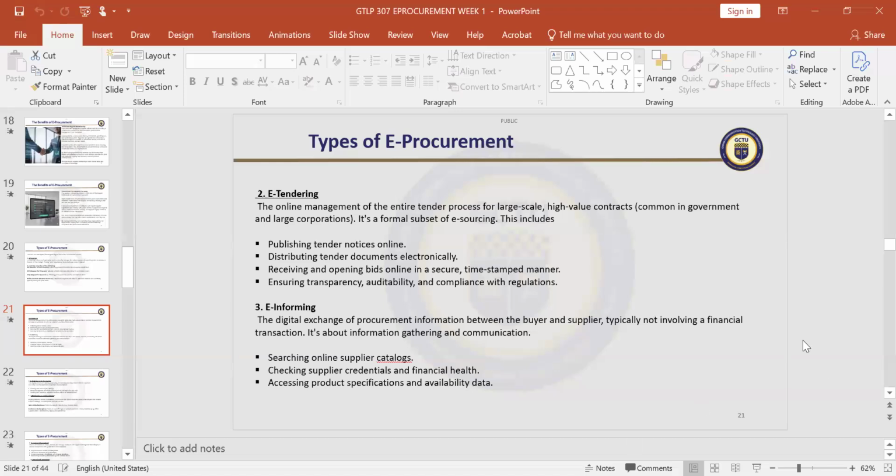Yes, sir. Okay. Then talking about e-informing, the digital exchange of procurement information between the buyer and the supplier, typically not involving a financial transaction. It's about information gathering and communication, right? E-informing is, as we said earlier on, getting information and all those things. So they put particular information online.